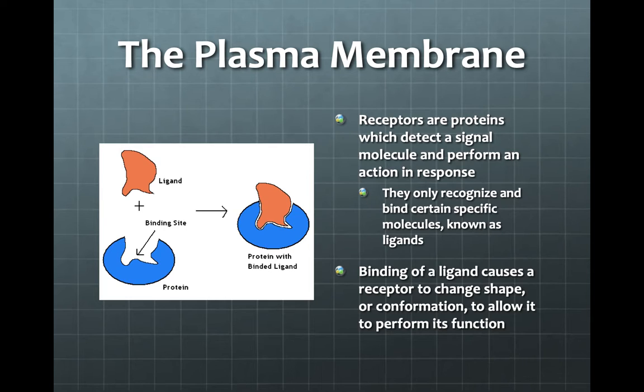So receptors are proteins which detect signal molecules and perform an action in response, like what we looked at with enzymes, right? These recognize and bind certain specific molecules known as ligands, or what we called earlier reactants or substrates. Binding to a ligand causes the receptor to change its shape, or conformation, to allow it to perform a function, in this case, an enzyme.